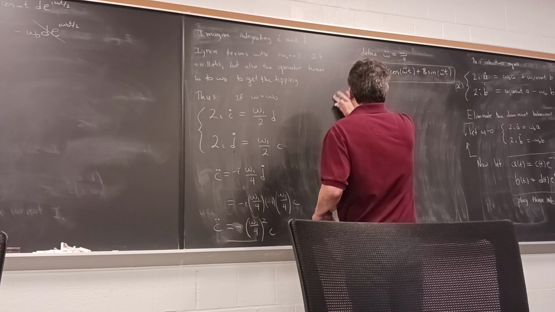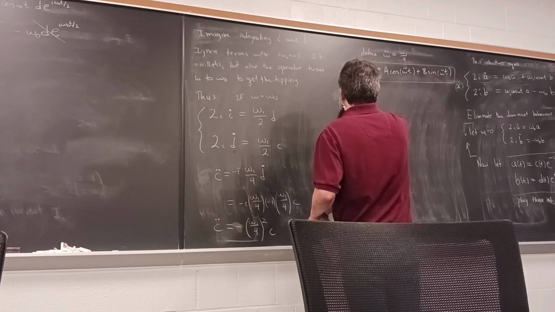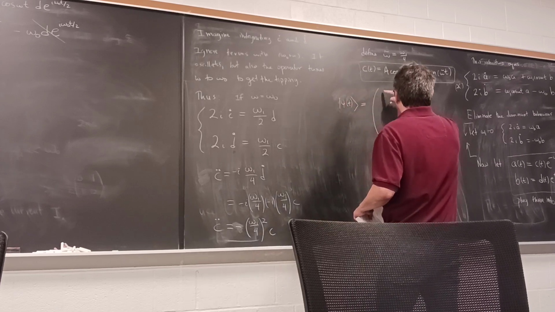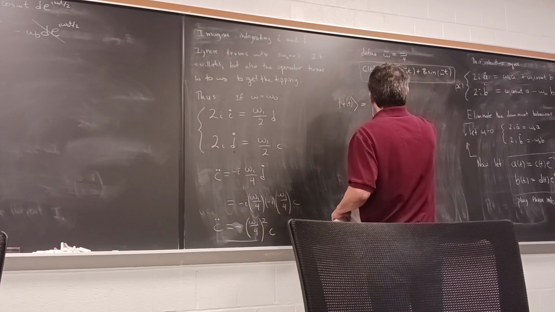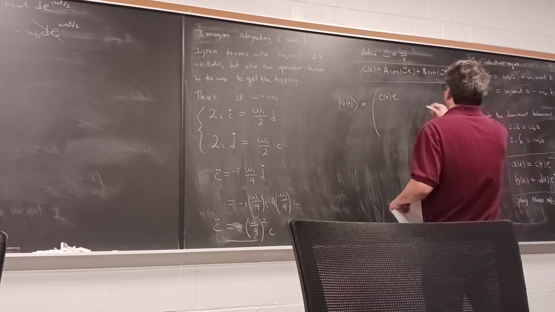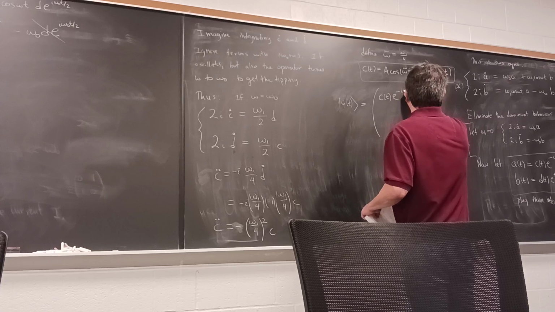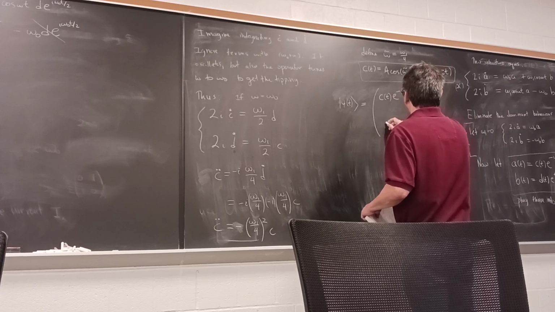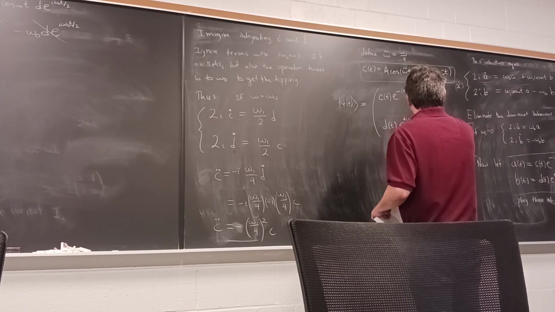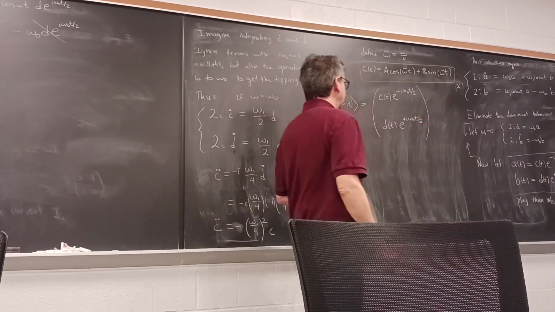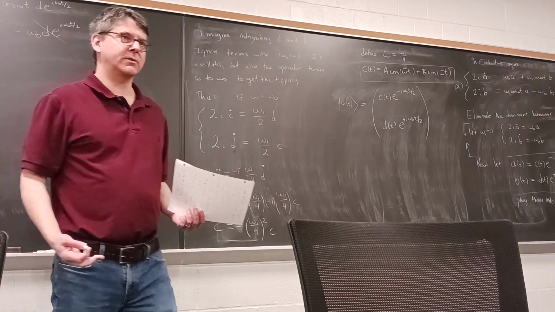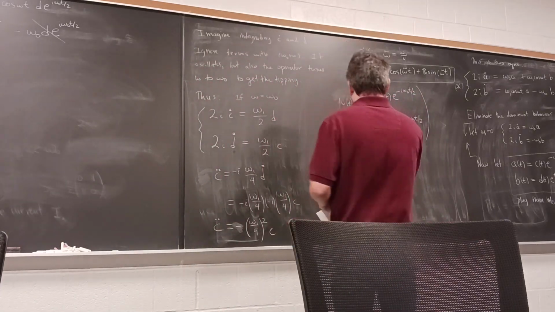So, what did we have? We have that psi of t was equal to a of t, b of t, but a was c of t e to the minus i omega 0 t over 2, and this was d of t e to the plus i omega 0 t over 2. So now we have to put in some initial conditions and then just solve for the behavior.